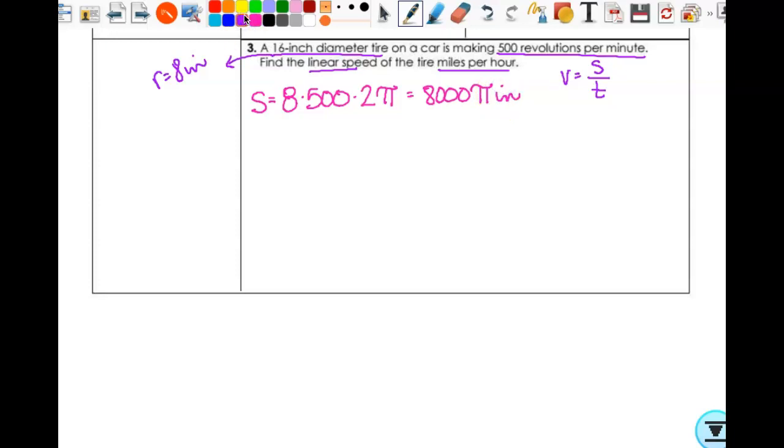Everybody agree with that? So now my linear speed, it's arc length, 8,000 pi inches, and then it's over time. So since I use this 500 revolutions per minute, that means that happens in every 1 minute. And then we have to convert, okay? I have inches per minute. I need this in miles per hour.